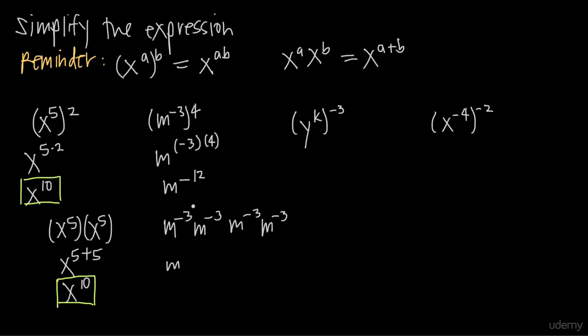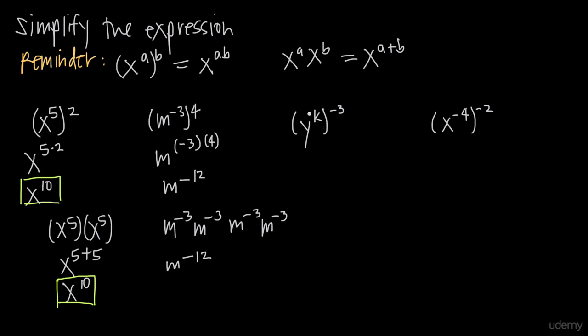So we say m to the negative 3 plus negative 3, which is negative 6, plus negative 3 is negative 9, plus negative 3 is negative 12, and we get m to the negative 12, which is the same answer we got when we used power rule. So either way that you do it, as long as you do the math correctly, you're going to get to the same answer. It works either way. Let's do another example here.